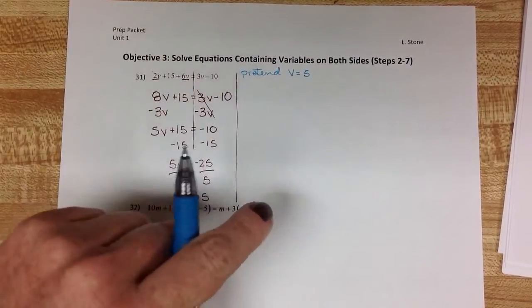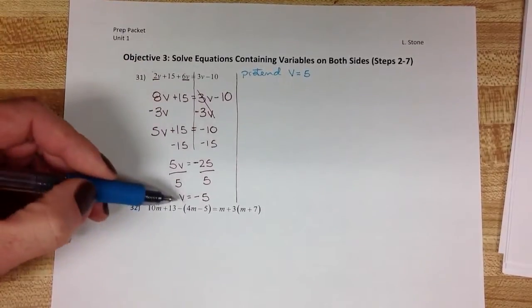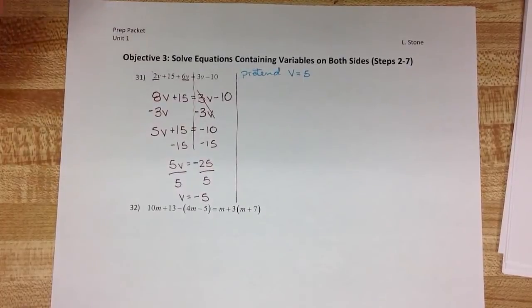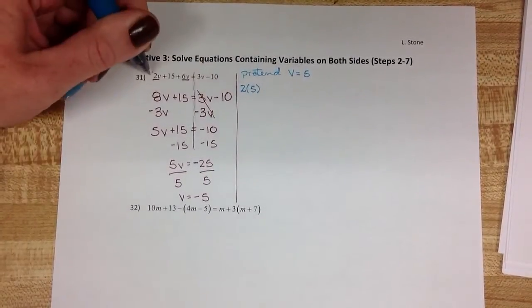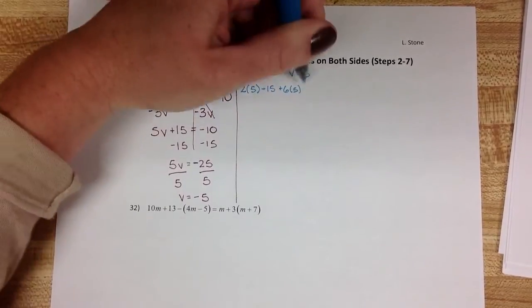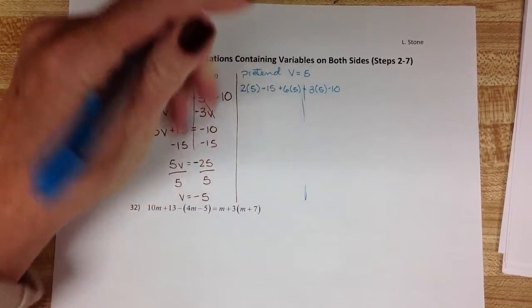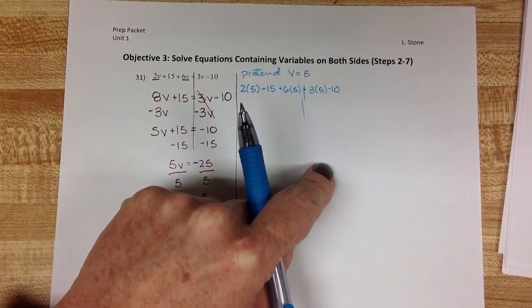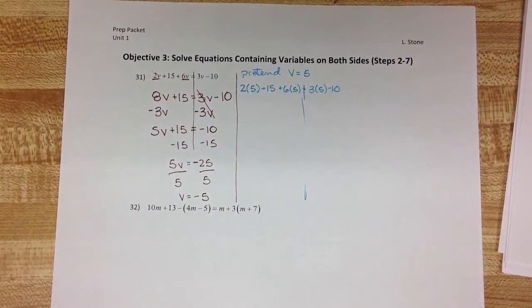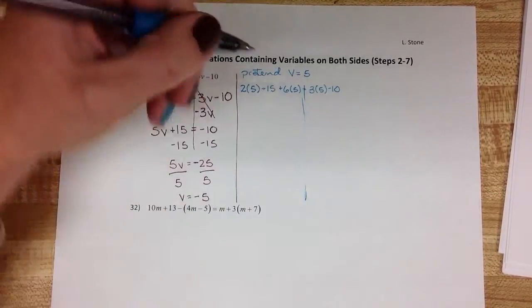This is where I'm going to hopefully state my case for why it's always important to check your answer. So you dropped this negative working through the problem, forgot it was there, got down to v equals 5, think everything's done. Let's go back and see what happens when we check our equation for v equals 5. So I'm going to go through the same steps I've gone through every other time. 2 times 5 plus 15 plus 6 times 5 equals 3 times 5 minus 10. I'm going to simplify the expression on the left. I'm going to simplify the expression on the right. If they come out to have the same answer, then that means that v equals 5 is the correct answer. If they don't come out to be equal to each other, that means that v equals 5 is not a solution, is not the correct answer. So let me show you how that works.